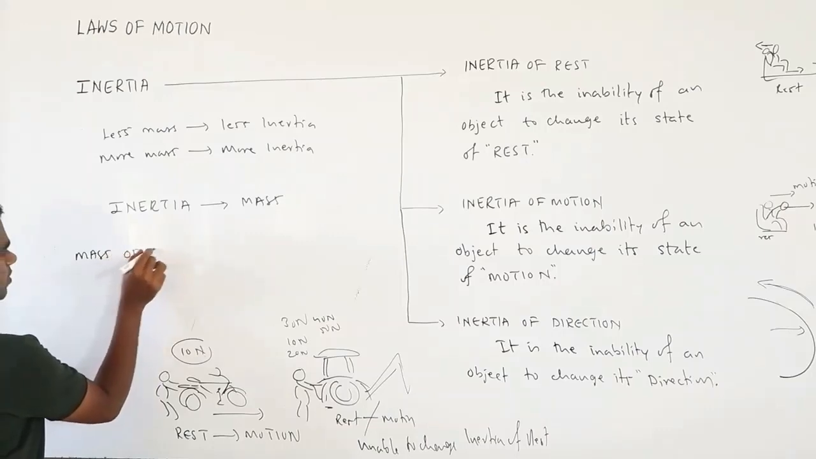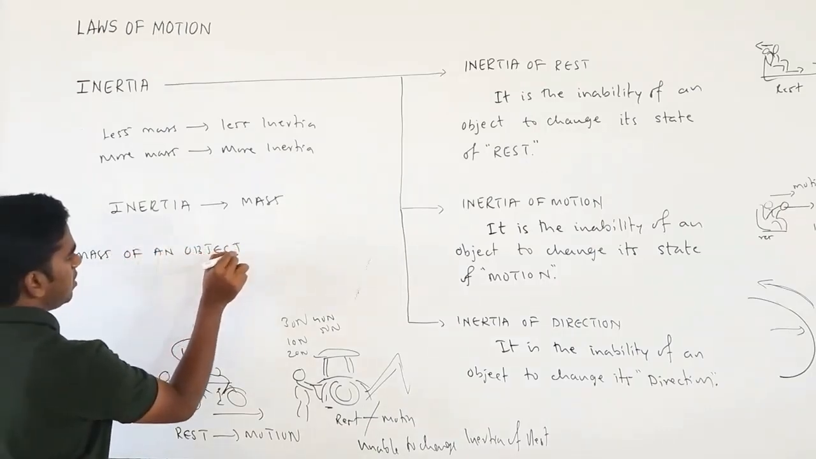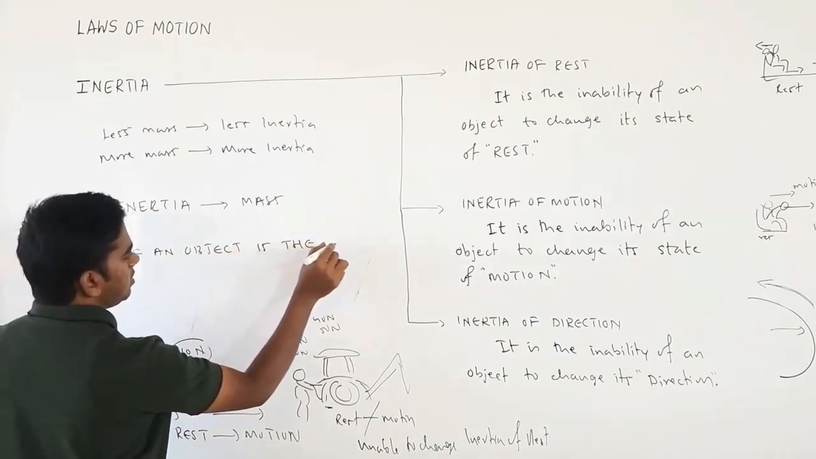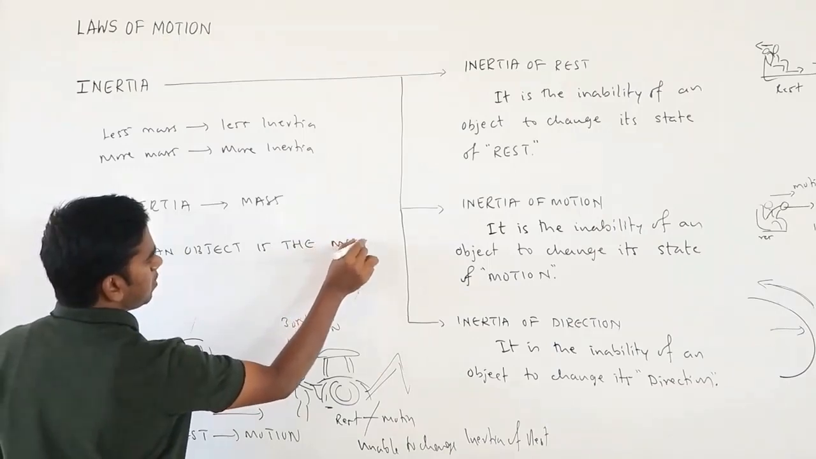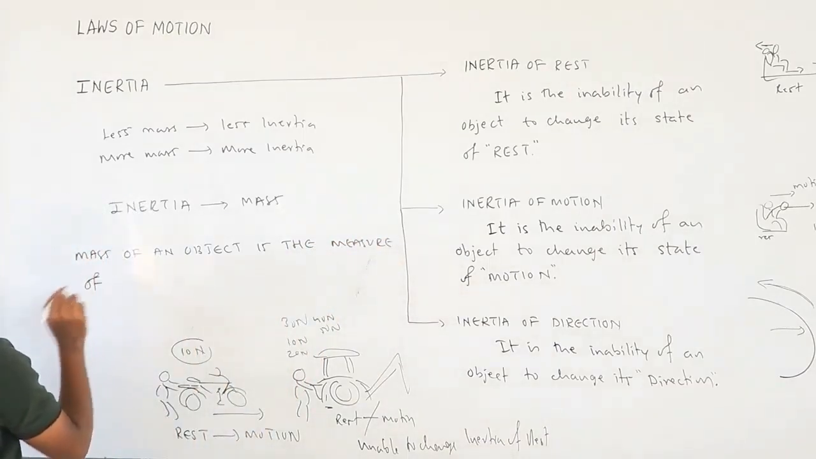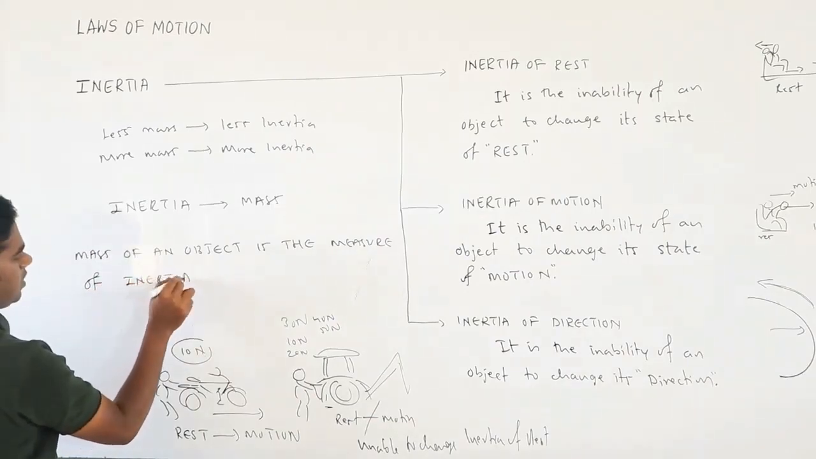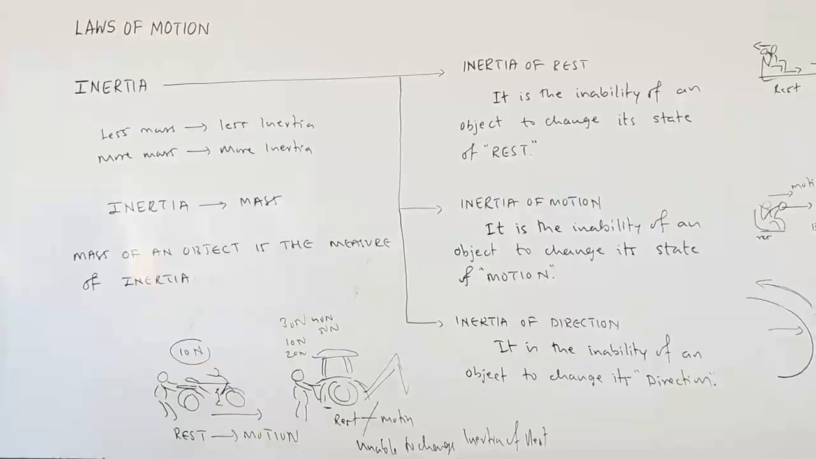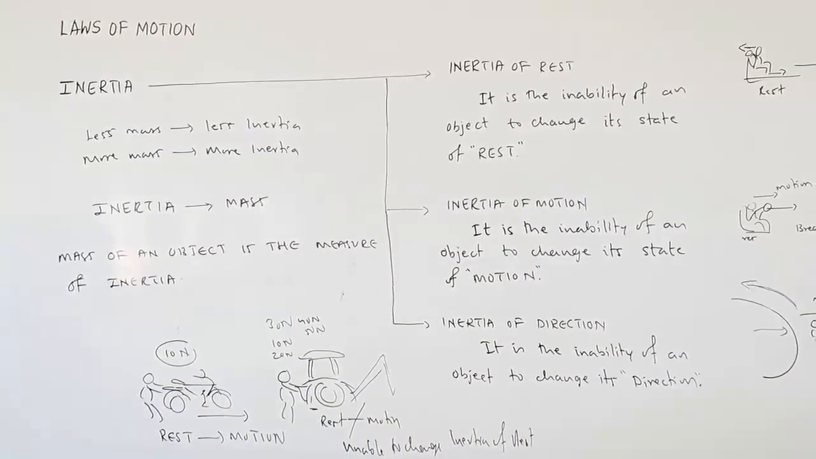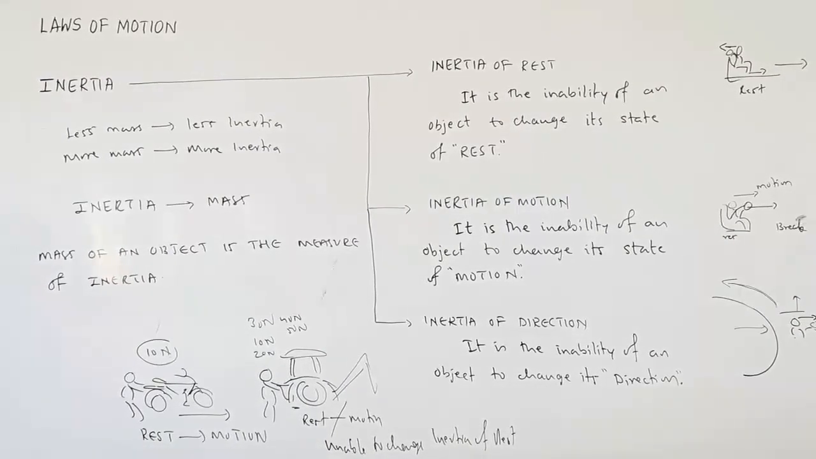So I can write one statement. The mass of an object is the measure of inertia. Remember, if more mass, more inertia; less mass, less inertia.